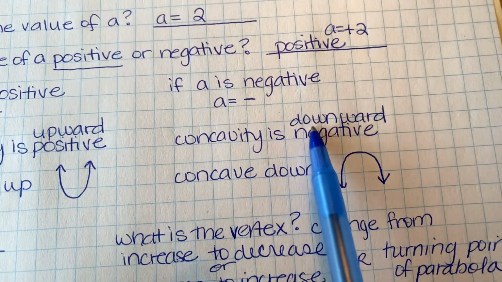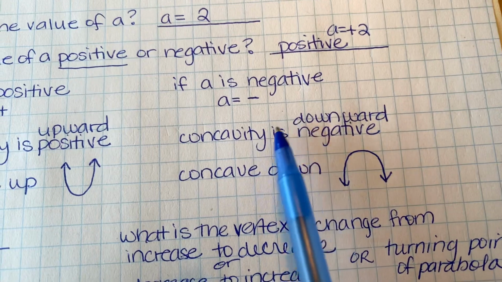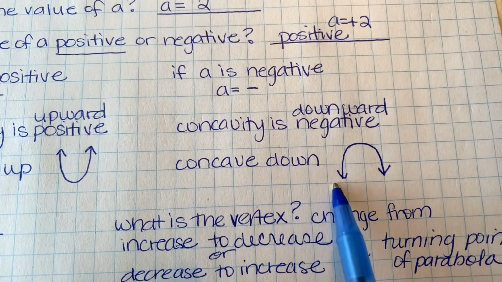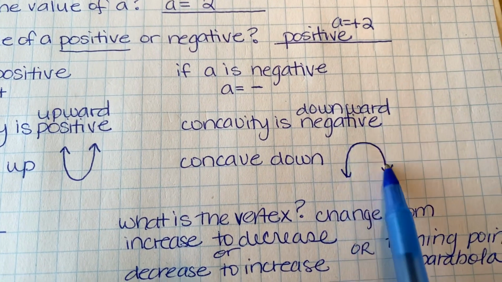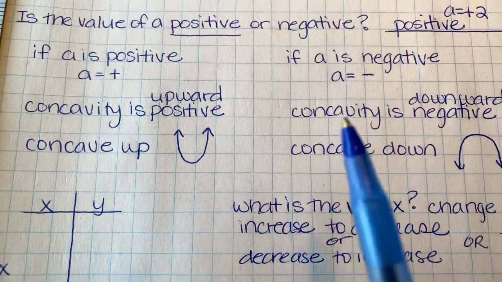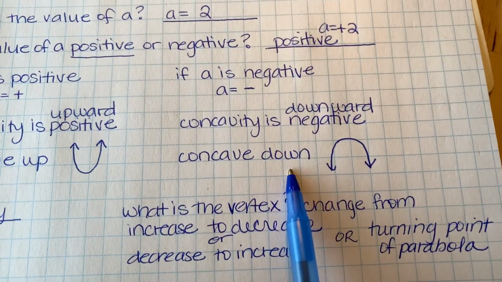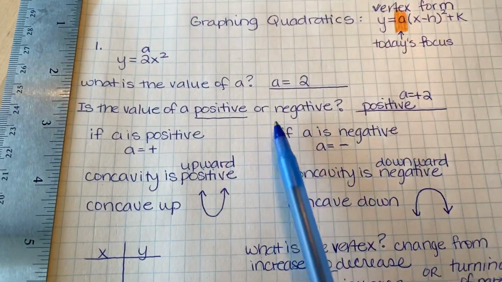Concavity is downward or negative. So the concavity is downward, the concavity is negative, or it is concave down, which means it's going to be in this direction, kind of like a rainbow or a sad face, and this is like a happy face or a U, right?